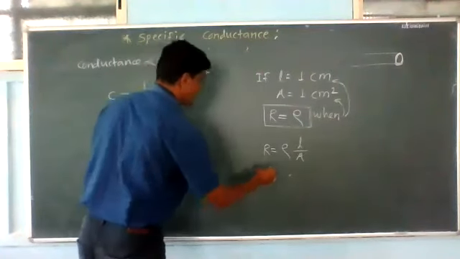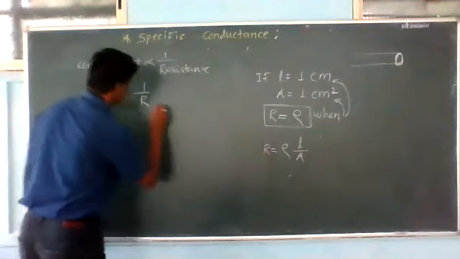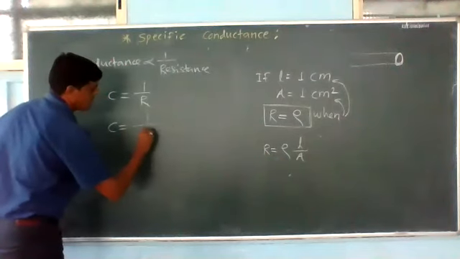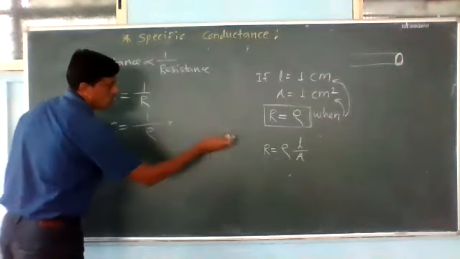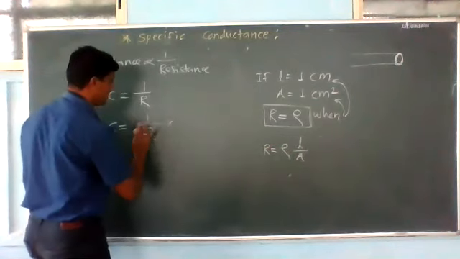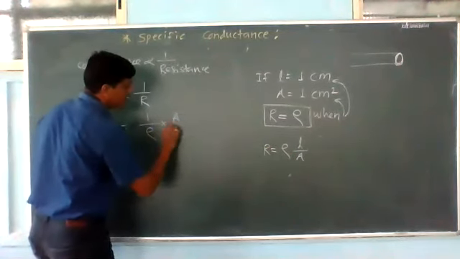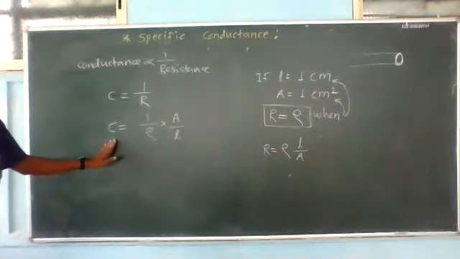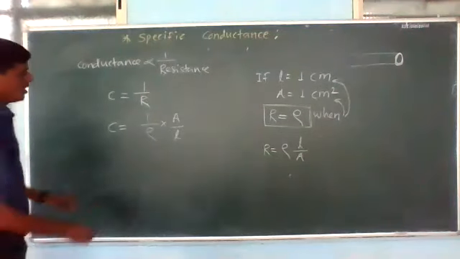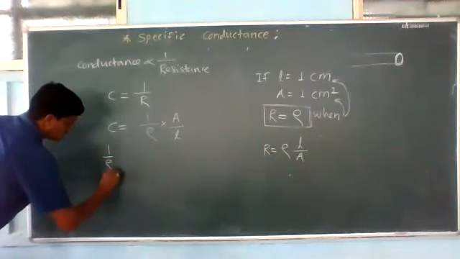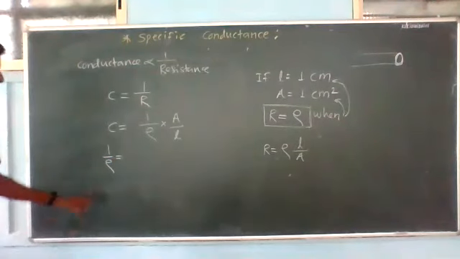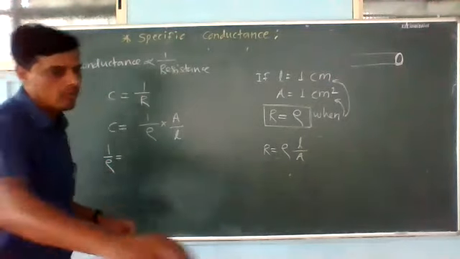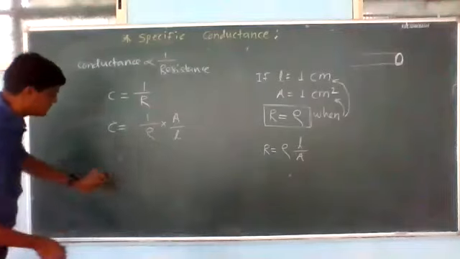Therefore, if we put the value of R in this equation, what will we get? C is equal to 1 upon rho into A upon L. This is the conductance. Now, 1 upon rho is the conductance, or we can say whatever conductance we get.